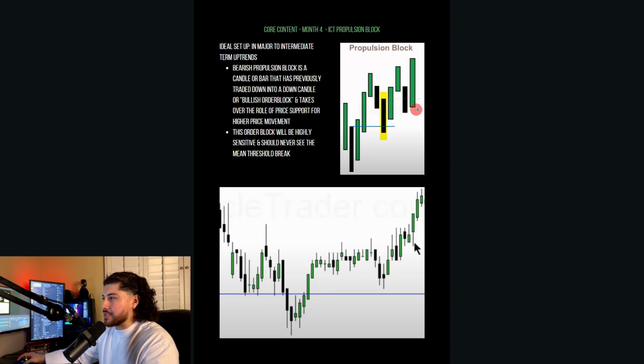I think ultimately, as long as the order blocks are stacked on top of each other, it's basically always going to create a new propulsion block, I'm assuming. So just keep that in mind. In this case, technically, this is the third order block. He doesn't classify the second one as a propulsion block. But here, there's the third one, price pulls back, taps into it, and then we have quite a quick and impulsive move away from it.